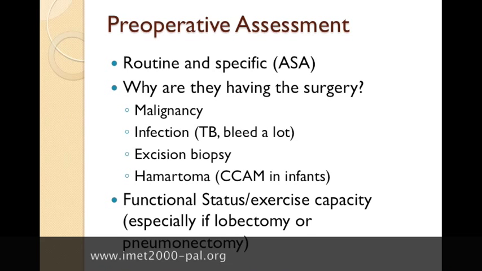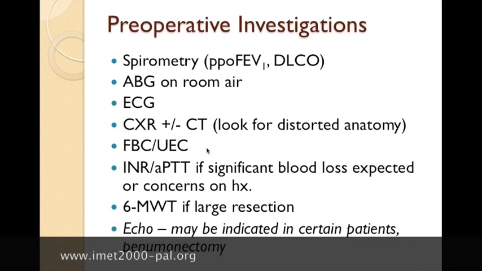And so we need to have some idea of what is being taken out to plan a little bit about how difficult the operation is going to be. And I mentioned, obviously, exercise capacity. And then we have to think about what tests we want to do. We talked on Wednesday about the importance of spirometry. So if they're having a lung resection, then we need to know their predicted post-op FEV1 and possibly their DLCO. Gas on the room air, as I said the other night, is less commonly done, but it is something that we may do if we don't have the other tests.